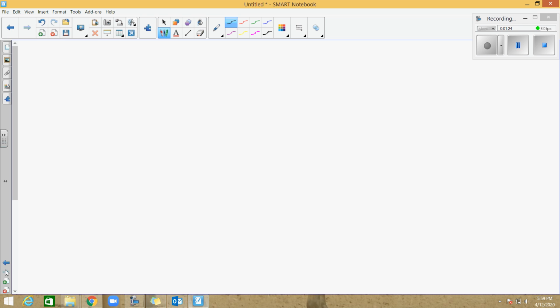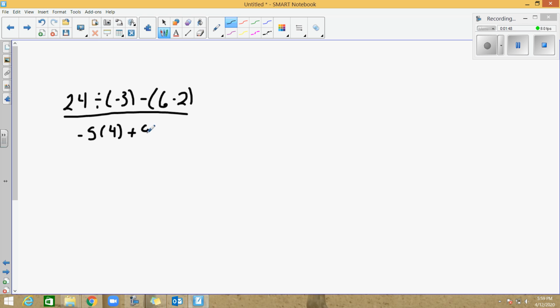So let's try a little bit tougher one. Let's do one with some fractions in it. So, a fraction. Let's go 24 divided by negative 3 minus the quantity of 6 minus 2, and then let's take that all over negative 5 times 4, and let's add 8 to it. All right, so now we can do top or bottom, doesn't really matter which. I always like to do the top first.